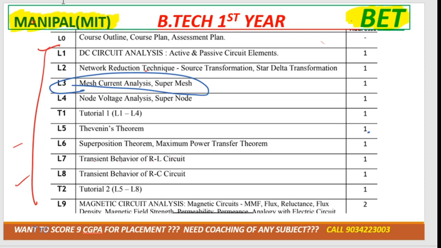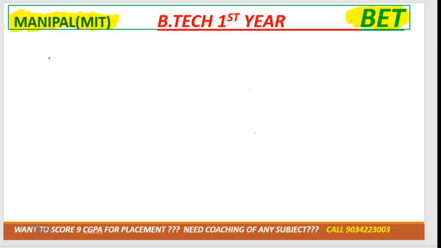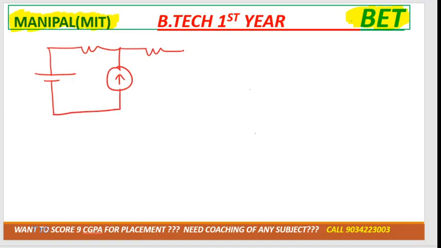In the last lecture, we covered mesh analysis. Today, I am teaching you the super mesh or the mesh current analysis. Okay? So, I am drawing a very simple diagram. In this, a current source is included. Suppose this is 10 volt, 2 ohm, 4 ohm, 6 volt and 5 ampere.